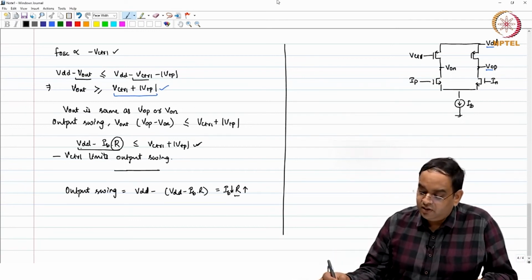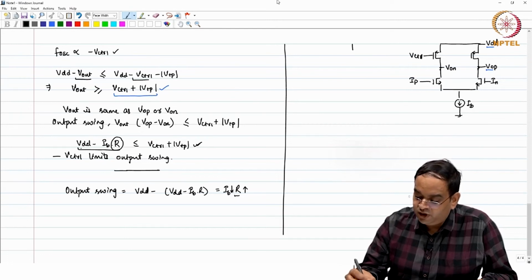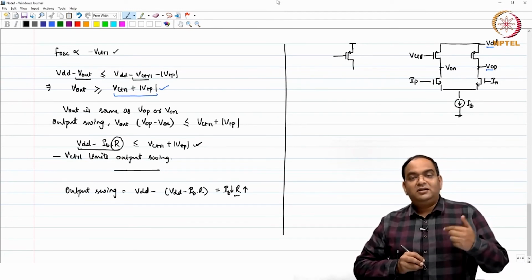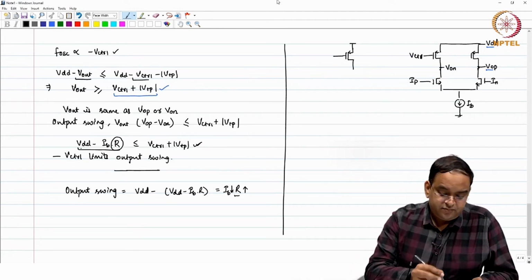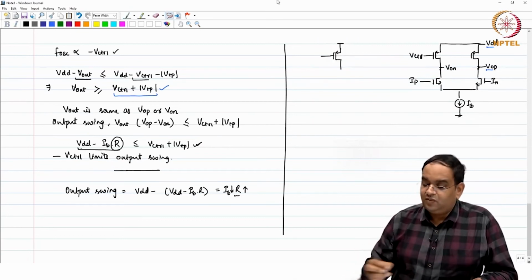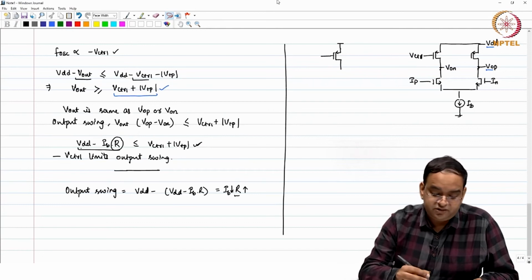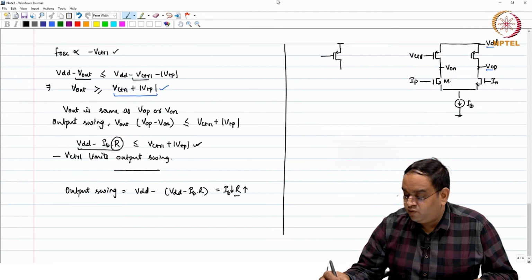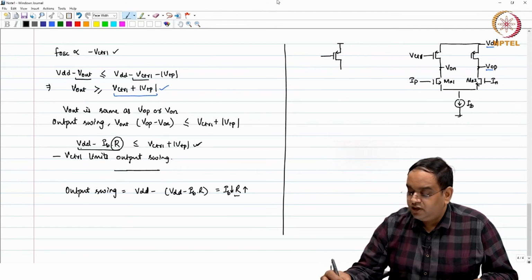So, we want to fix the output swing. What we will do is generate the control voltage in such a manner that the current is as desired. So, this is our MOS transistor for the resistance. Let me just name these also. This is MN1, this is MN2, MP1 and MP2.